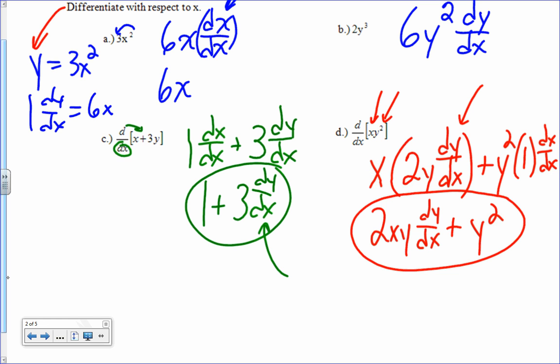How are we doing on that so far? You doing okay? Because this is normally not a very easy section to get. Hopefully this way of teaching it will help.